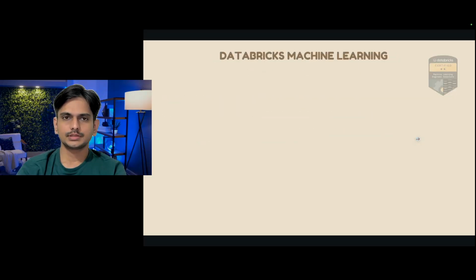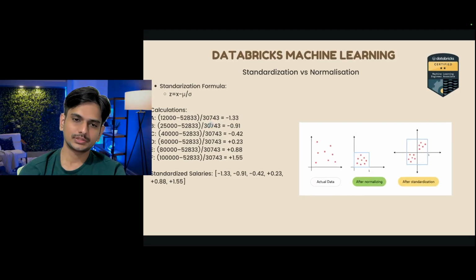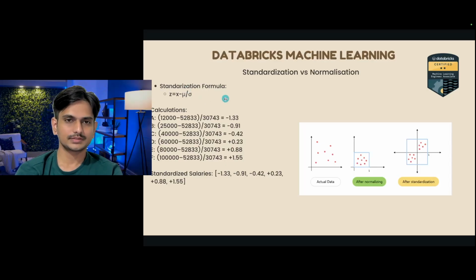With that, we will see a particular example of how standardization can be applied mathematically. This is the standardization formula: z equals x minus mu, divided by sigma. Here x is the original value, and mu is the mean of the feature, so you are taking the mean of a feature, and the mu symbol is what you use here.